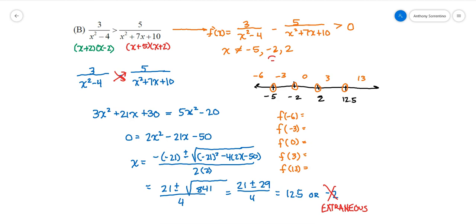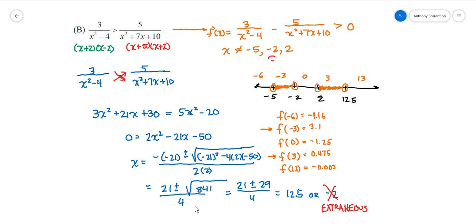And remembering that f is the function I have set to 0, not the original function, not the original inequality for this one. I plug each one of these in, this is what I get. And again, I'm rounding off a lot of these. So these are the values I get when I put these in. And again, I want the ones that are positive. So -3 works and 3 works. So that means that this region here is filled in and this region here is filled in.